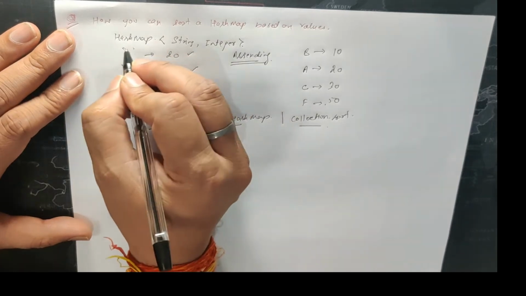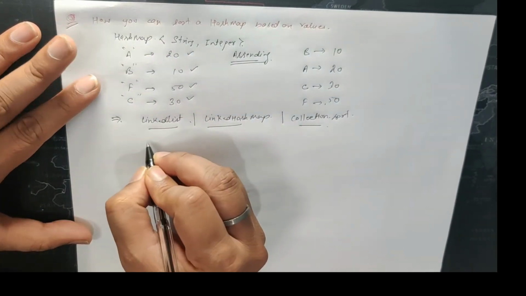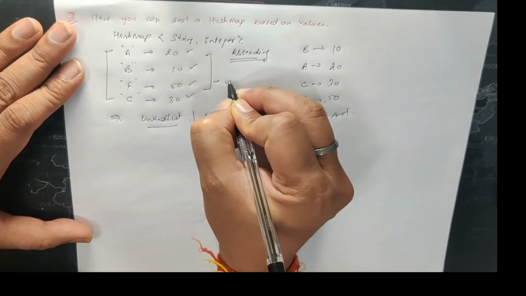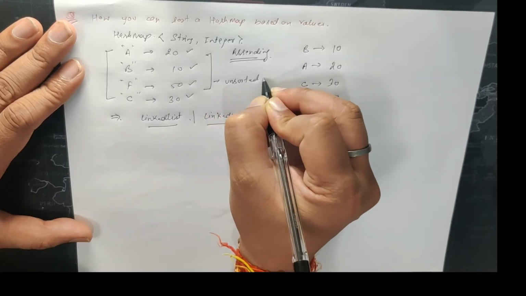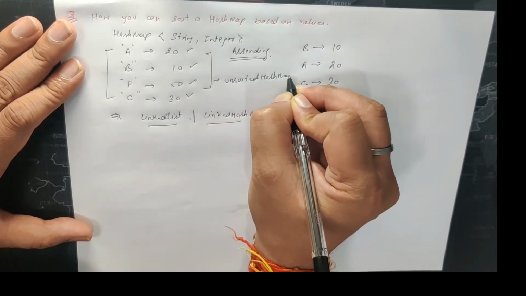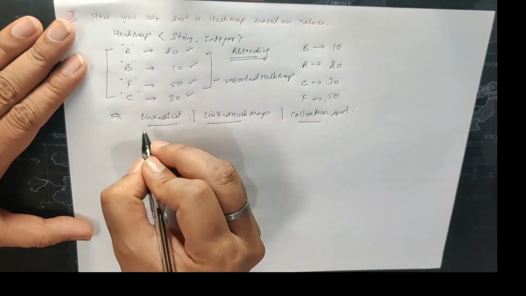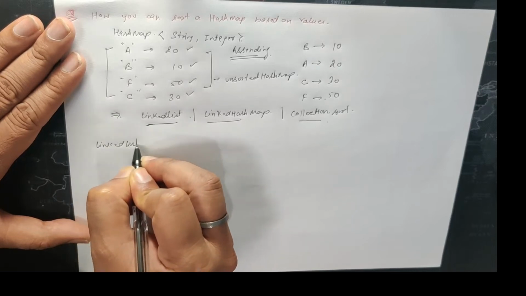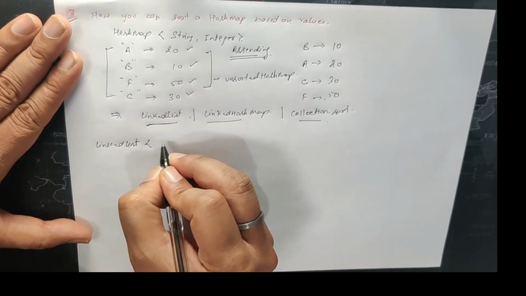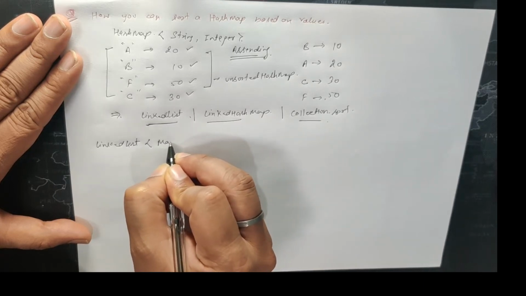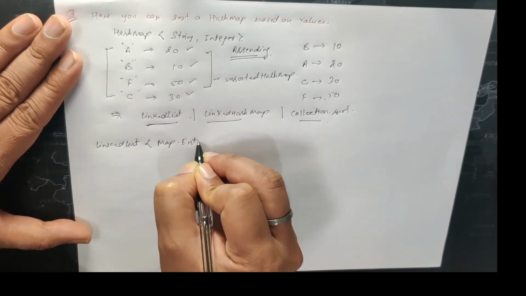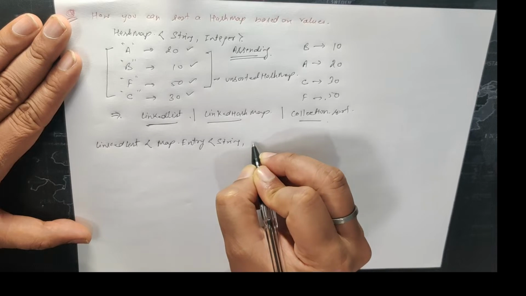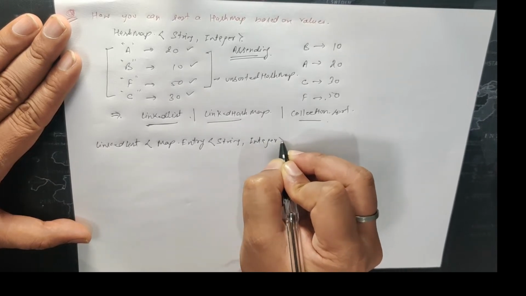Now suppose you are getting these values in the form of an unsorted HashMap. This is my unsorted HashMap. Now we can create a linked list based on this HashMap, and its element type will be Map.Entry, which will contain a string as a key and an integer as a value.